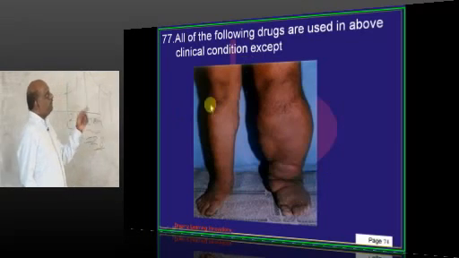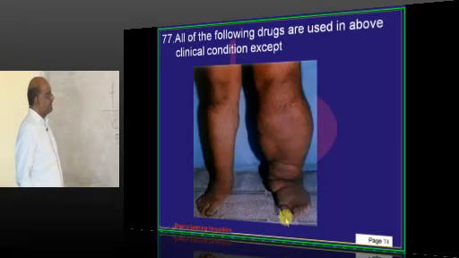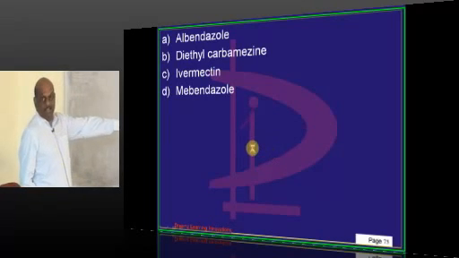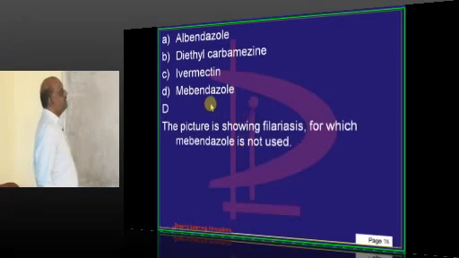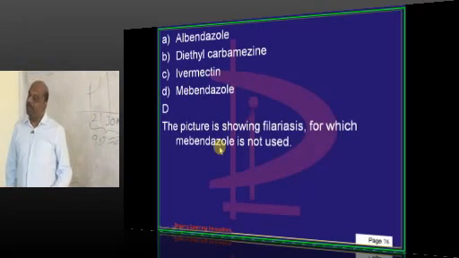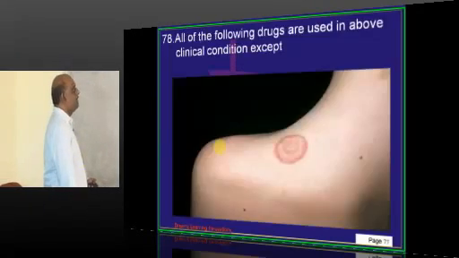Now typically what is the drug which is used in this given clinical condition? So it is showing filariasis. So in the filariasis we use albendazole, diethylcarbamazine, ivermectin, but not mebendazole.